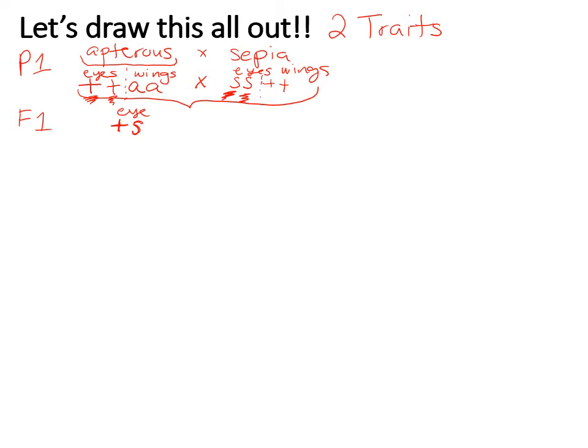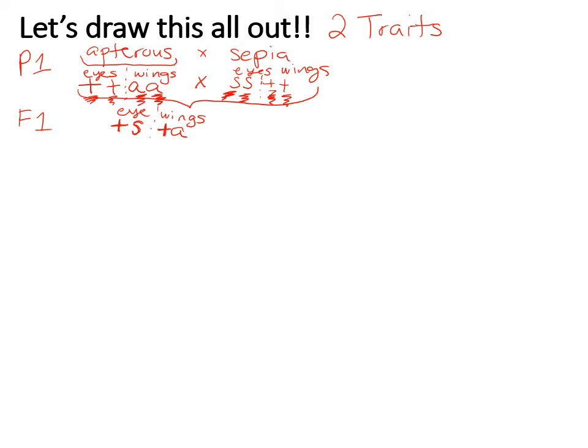Okay, then you do wings, the second trait. So what allele can it get from parent number 1? Either an A or an A. So it's getting an A from parent number 1, and from parent number 2, it can only get a plus or a plus. And again, we usually write the plus symbols first ahead of the mutant allele. Okay, so again, keep going based on each trait.